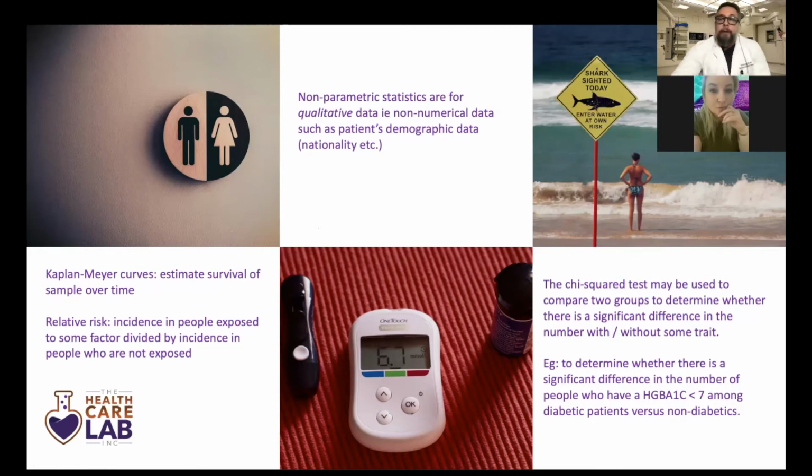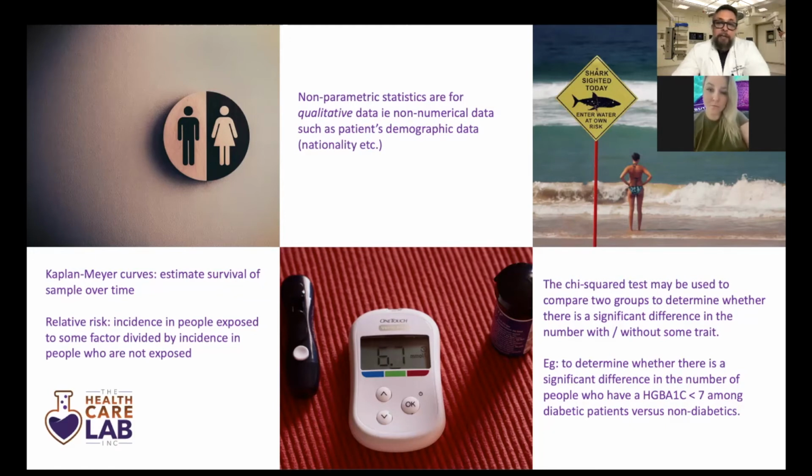A couple other touch-up ones as we finish up. One is the chi-squared test, and that's used to determine, with two groups, if there's a significant difference in the percentage or number who do or don't have some trait. So again, shark attacks on one day versus another day, where, in one day, 200 people got in the water, another day, 100 people got in the water. So how do you compare if there's a meaningful difference in who was attacked versus not? Chi-squared test will help you do that.